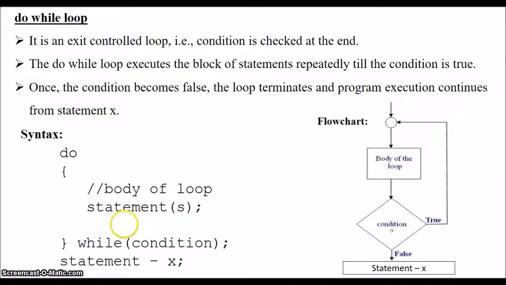Unlike in the while loop, if the condition is false for the first time, the body of the while loop is never executed. But in do while that is not the case. At least one time all the statements within the body of do while are executed. Even if the condition is false, the control continues from statement X. One time all the statements within this do while will be executed.